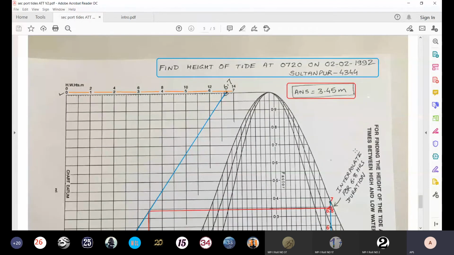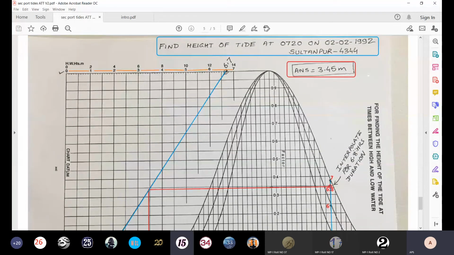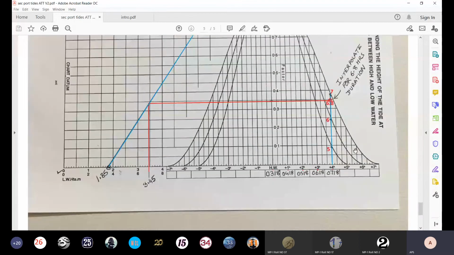So are you all getting 3.45 approximately within say 10-15 centimeters? Yes, sir. Okay. Now I'll show you that overview.